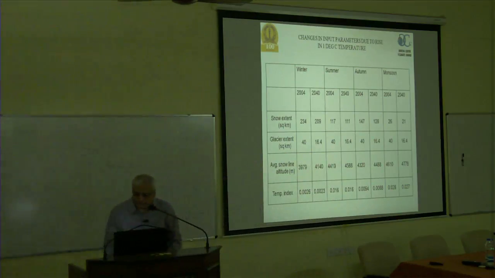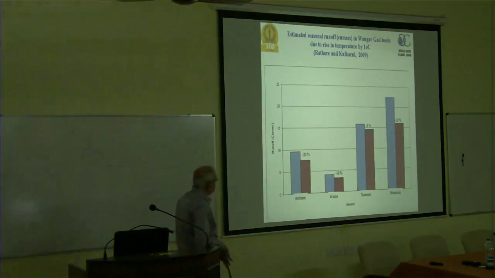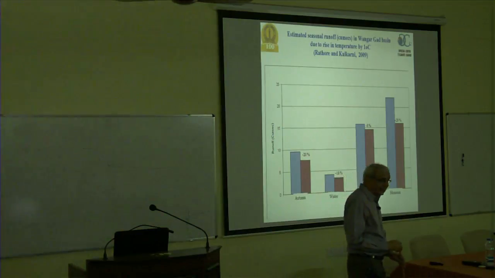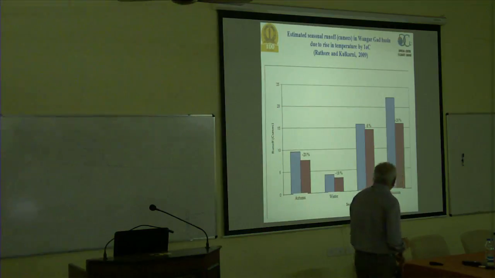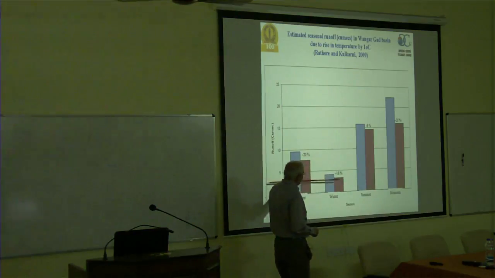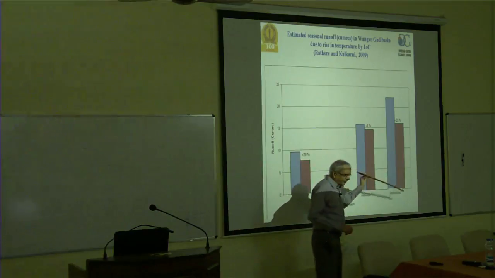After that, you will know how much stream runoff will change due to a 1 degree rise in temperature. Right? So in autumn it is a 20% reduction, in winter it is 18%, in summer it is 8%, and in monsoon it is 28%.